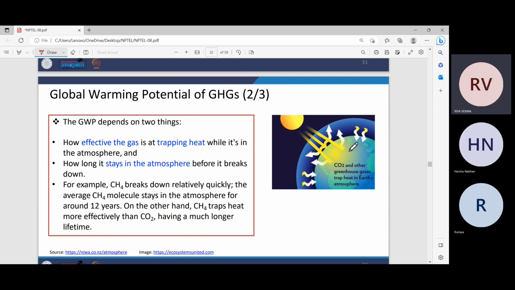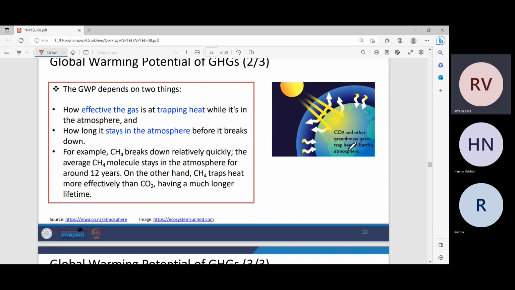For example, methane breaks down relatively quickly. On an average, a methane molecule stays in the atmosphere for around 12 years. But it traps the heat more effectively than CO2. That is why we use methane in biogas also, because it tends to trap the heat more effectively as compared to carbon dioxide. But CO2 has a much longer lifetime.